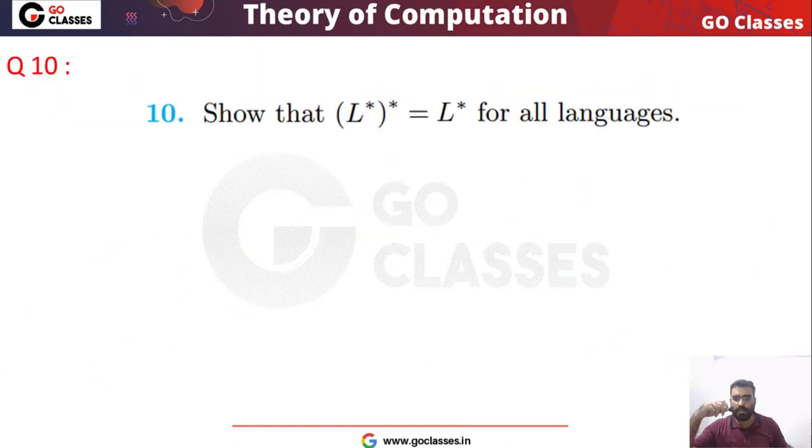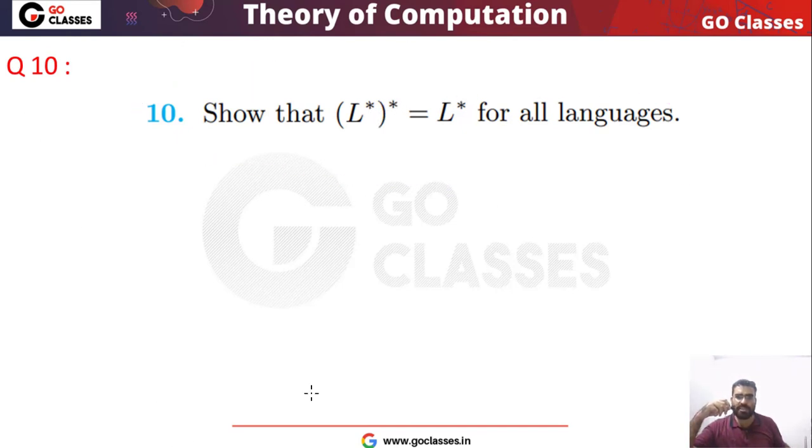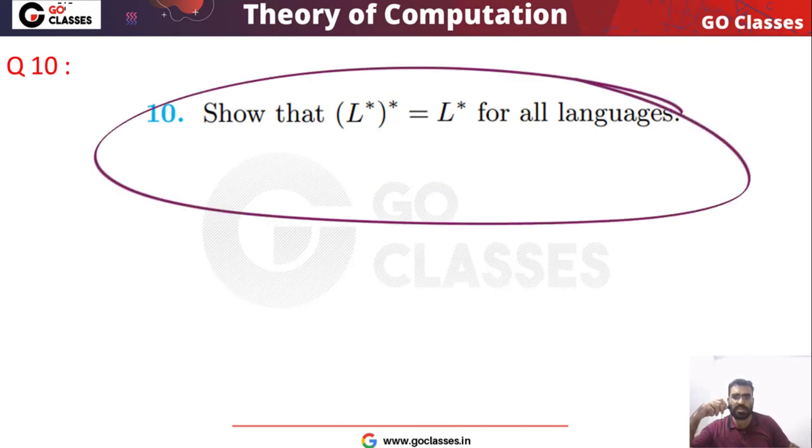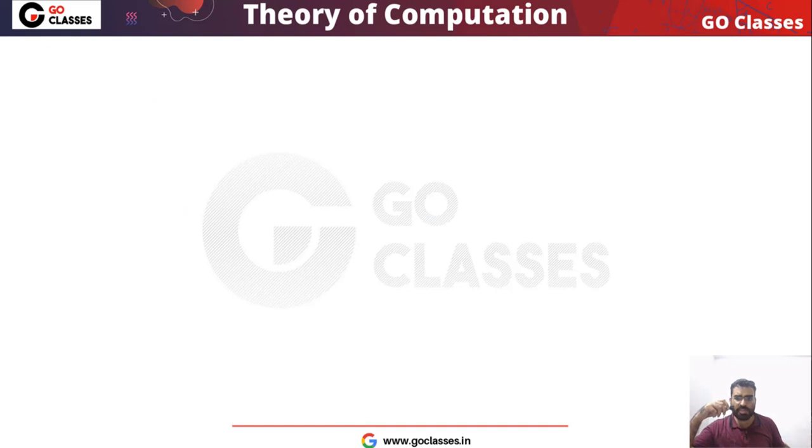Now let's solve this question. This is question number 10, and the question is saying that prove that (L star) whole star is equal to L star for all languages. This is a very simple question, but before we solve it, let me solve a simple version of this question.